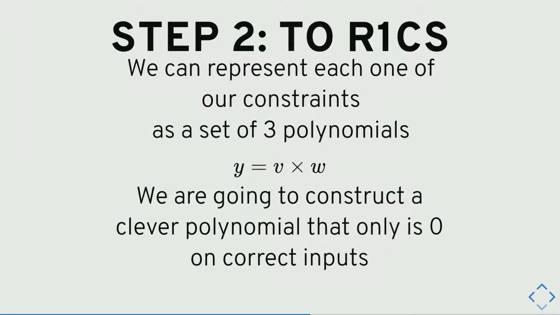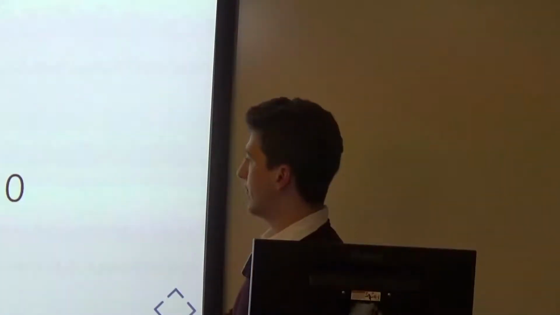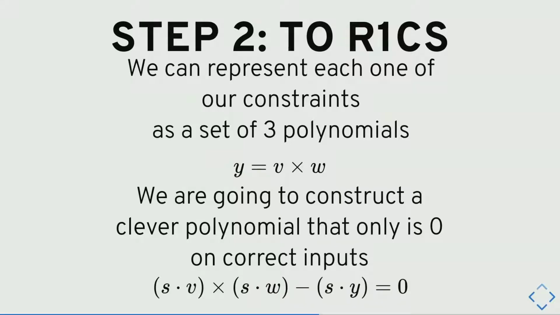So, we can represent each one of these constraints as a set of 3 polynomials, and the idea is that we construct these clever polynomials so that the result is 0 on correct inputs, so that it satisfies. So y represents the output of some constraint, and v and w are the 2 inputs.